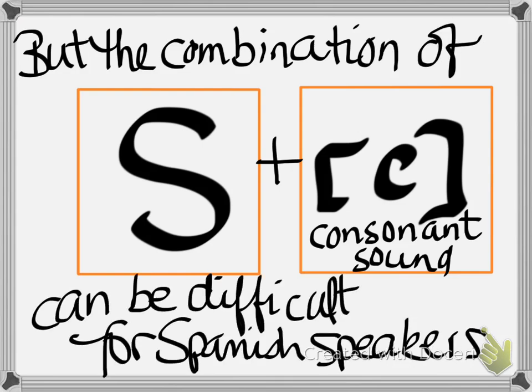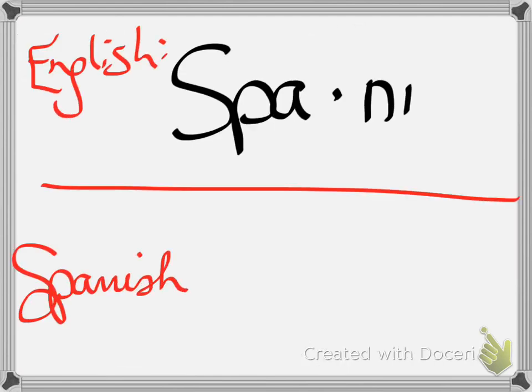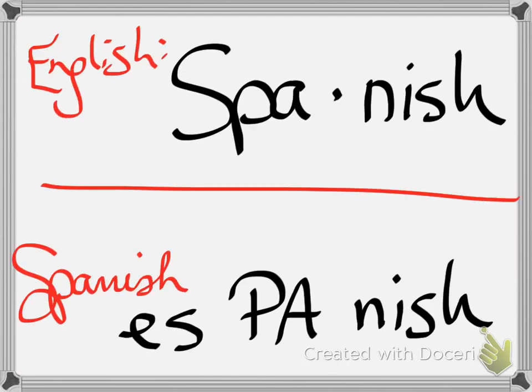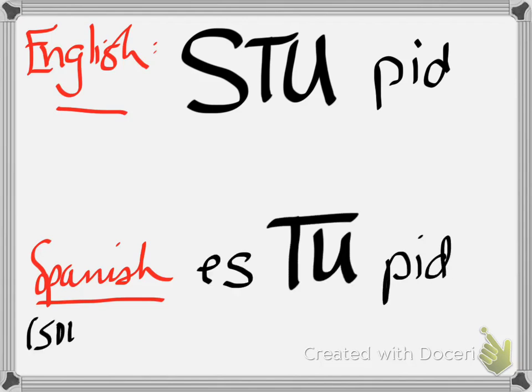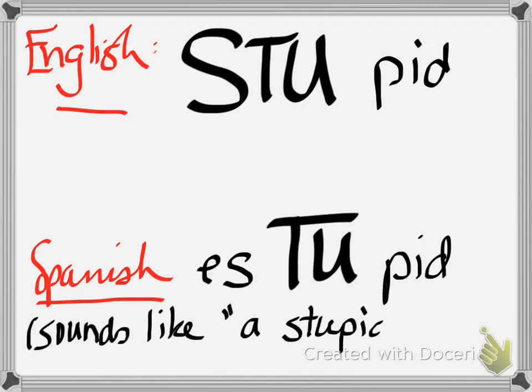It can be difficult for Spanish speakers of English because what you do in Spanish is you put a little e in front of it. So the word Spanish has two syllables in English, but in Spanish it's more common to pronounce it with 3. Spanish. Okay? In English you say stupid, 2 syllables. But many Spanish speakers of English try to say estupid, which ends up sounding like stupid.